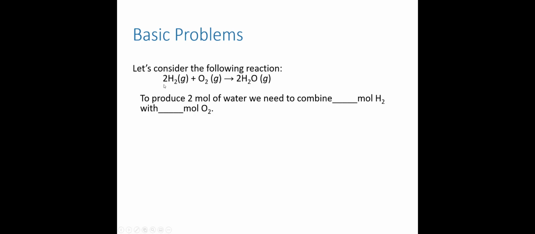So let's read this equation in a useful way involving moles. So to produce 2 moles of water, we need to combine, according to the equation, 2 moles of hydrogen with 1 mole of oxygen. That's just these numbers right here. Put a 1 there if I want.